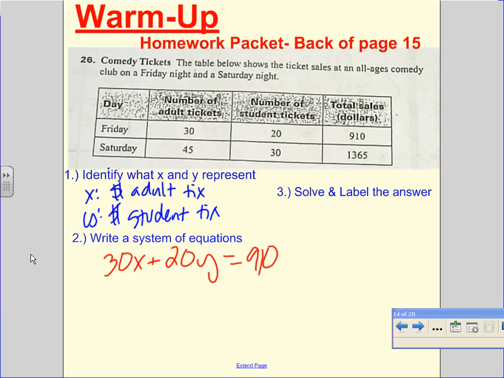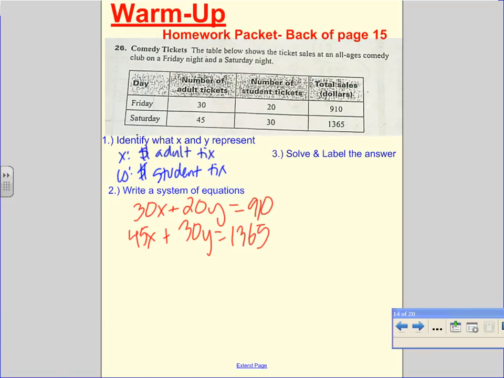So you're just taking the table, which is basically what you could put in your matrix, but you can't do this one on a matrix. So don't use a matrix if you're ahead of me. Second equation is right underneath it. So we have 45x plus 30y equals 1365. Do not solve these using a matrix because you're not going to get an answer.